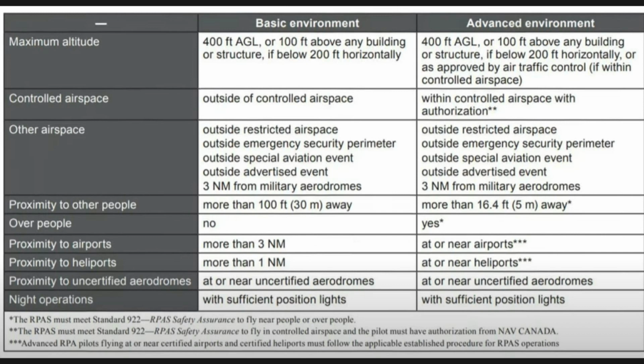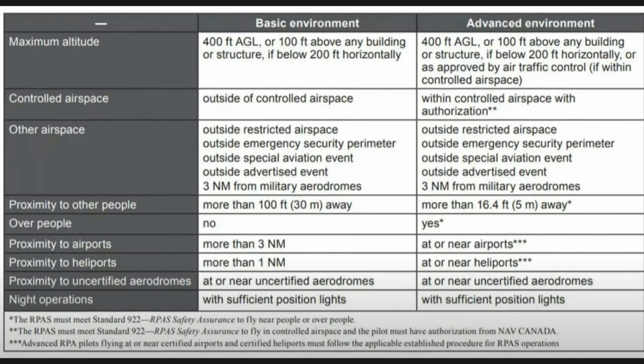from people. We're looking at advanced operations. The category starts at 16.4, 30 meters but no less than 5 meters, or 100 feet but no less than 16.4 feet. So as we go further down, in basic environment, you cannot fly over people. In an advanced environment, you can.